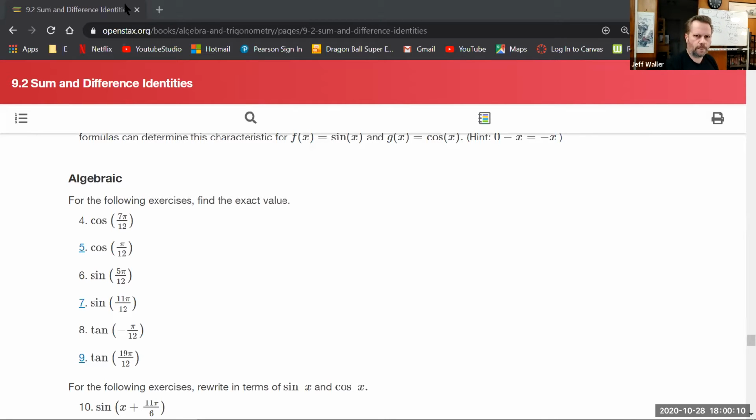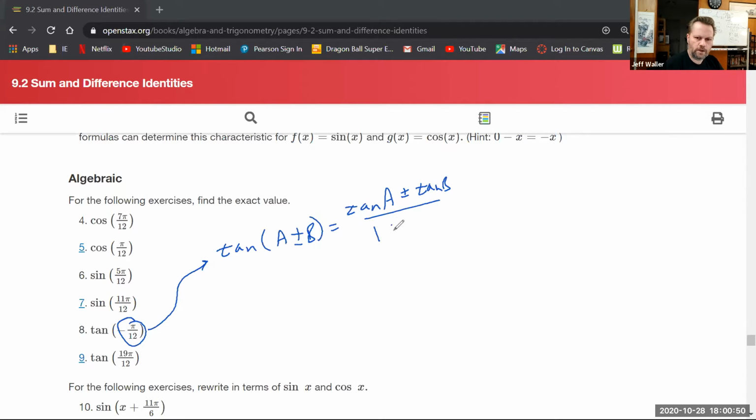So, number 8. I have no idea if you guys are having any trouble with these kinds of problems. But the idea is I want to write this in the form, let's just use A and B, A plus B, right? I want to write that angle because that's definitely not one that we've got memorized. Pi over 12. If you have the pi over 12s memorized, wow. But let me write down the general form for this, just so we have it right here. Tangent A plus or minus tangent B, all over 1 minus or plus tangent A tangent B. Okay, so now we got that sitting there for us to use.